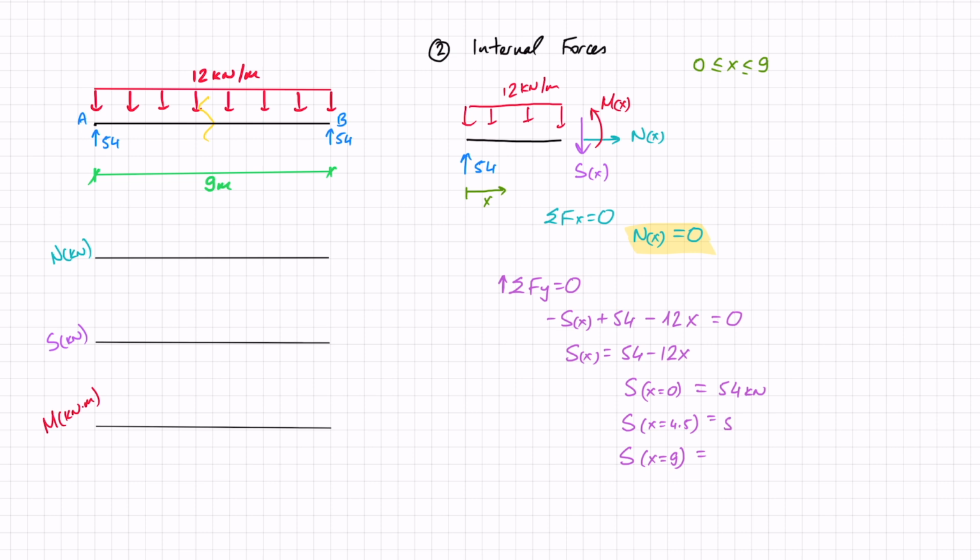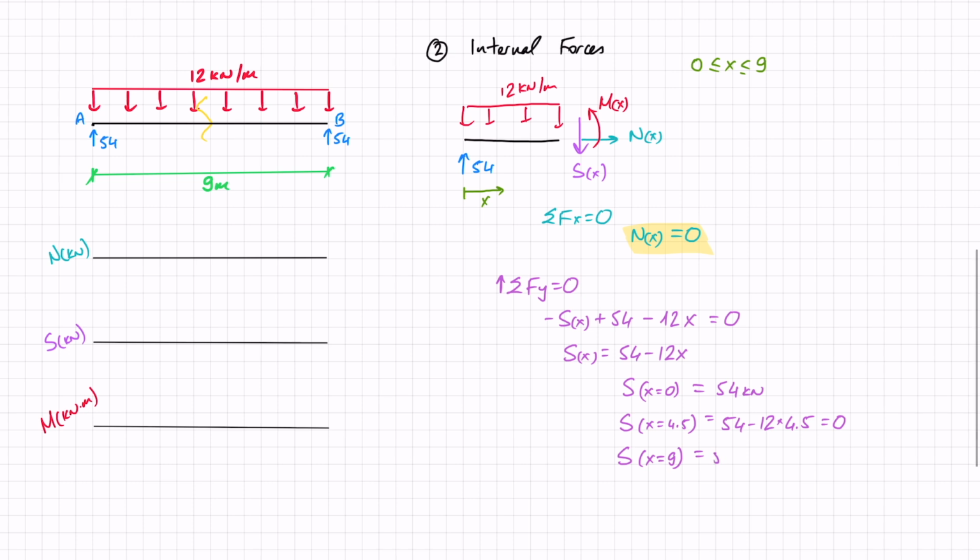When I am at 4.5 meters, I've got 54 minus 12 times 4.5, and that works out as 0. And when I reach the other end, I've got 54 minus 12 times 9, and that works out as minus 54, which also makes sense to me because I've reached the other side of the reaction.